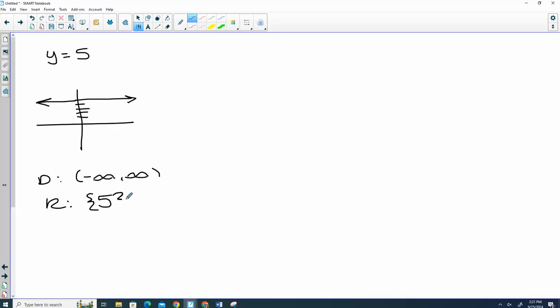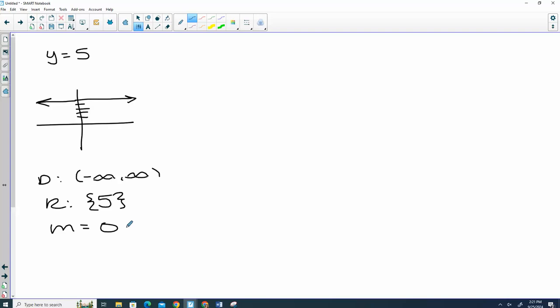What is the slope of this line? 0. If it's x equals a number, what kind of line is it? Vertical. What's the slope of a vertical line? Undefined. Alright, so we're good with lines, graphing, writing equations, we can handle that.